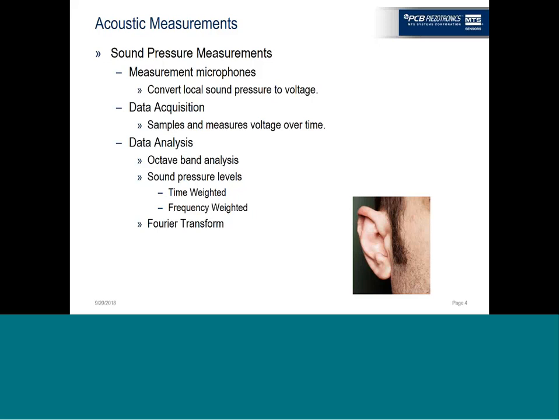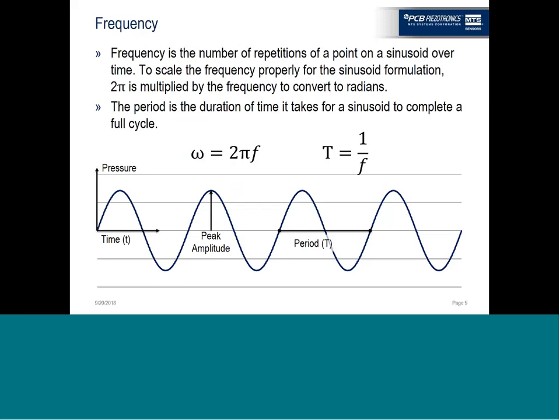Octave band analysis I talked about in basic acoustics. Basic sound pressure levels is just doing an RMS average of your data, and that's easy enough to do. You can do time-weighted and you can do frequency-weighted data. And then what I'm going to do next is dig into a little bit of the Fourier transform. What we're going to look at mostly in the Fourier transform is the frequency data.